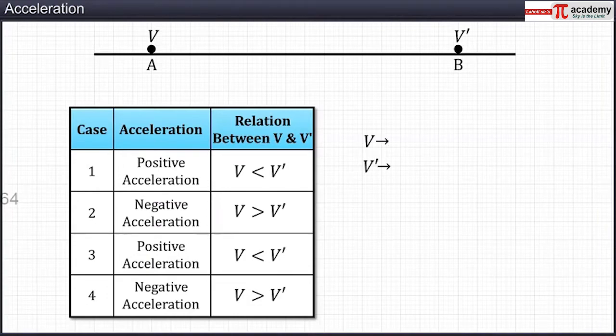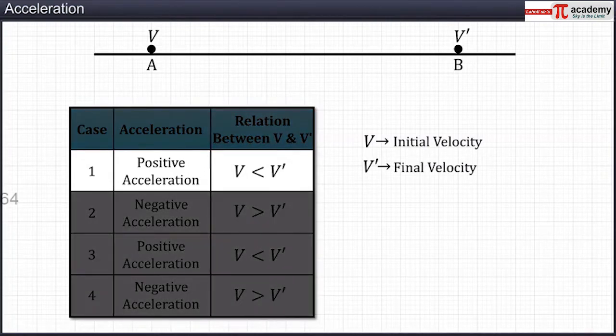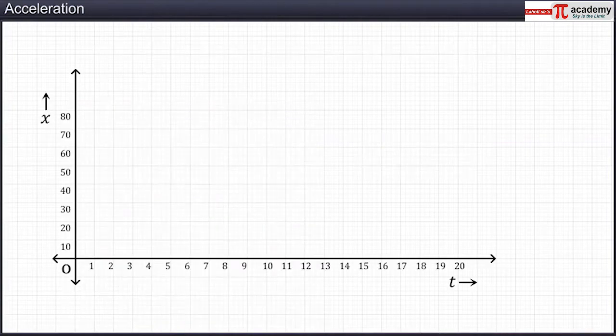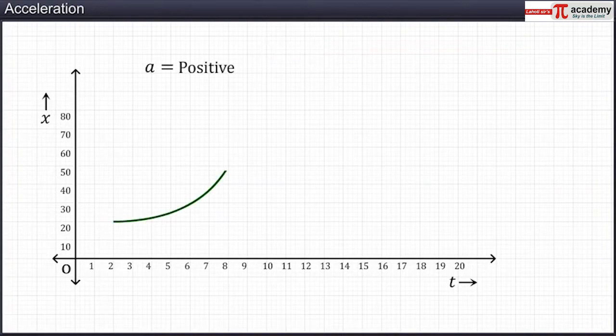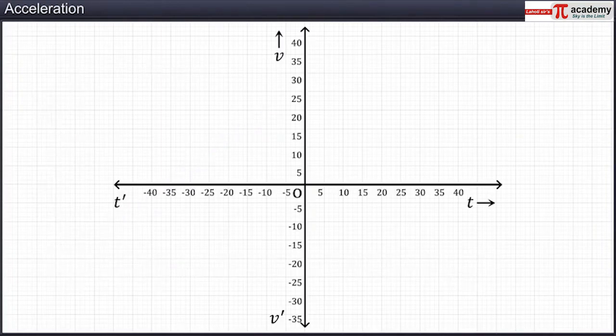If v and v' are taken as the initial and final velocities in any given problem, then if v is less than v', acceleration is positive, else negative. Let us see what the x-t graphs for positive, negative and 0 acceleration look like. The x-t graph for motion with positive acceleration curves upward. For negative acceleration, it curves downward. For 0 acceleration, it is an inclined line.